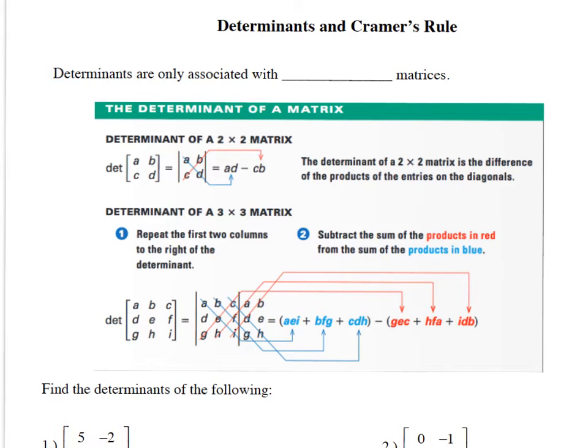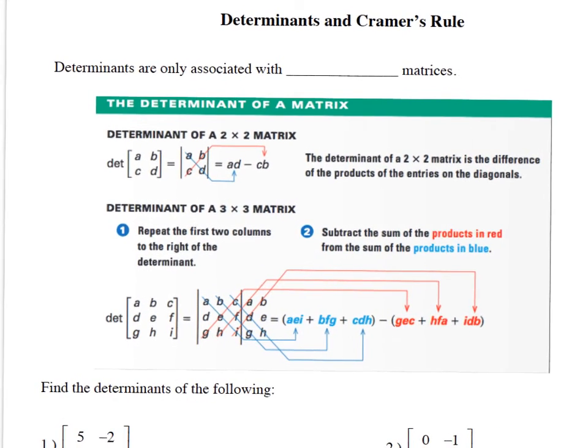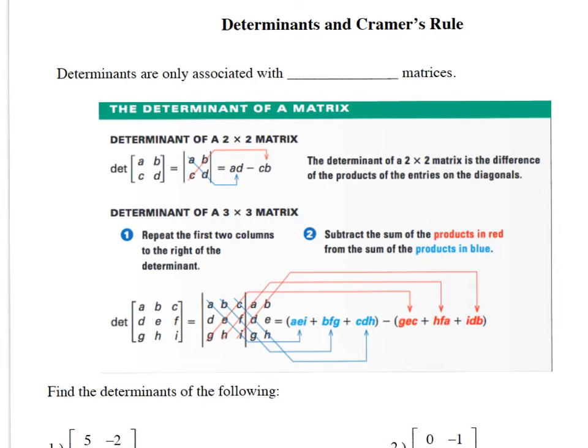In this lesson, we're going to talk about determinants. We use determinants to help us solve systems of equations. So in the past, in Unit 0, we talked about solving systems graphically, solving them using substitution and elimination. So now we're going to introduce another way to solve them using Cramer's rule.